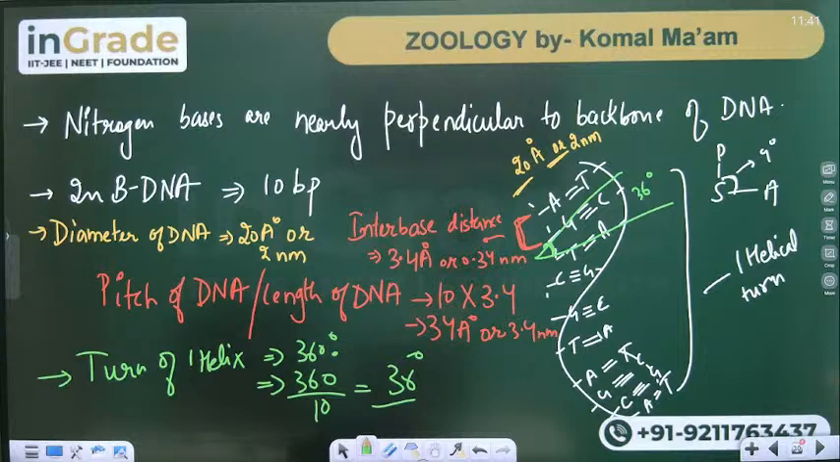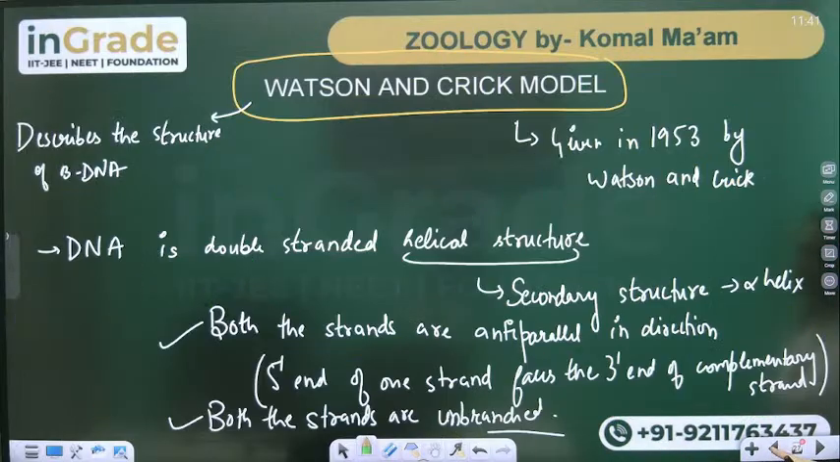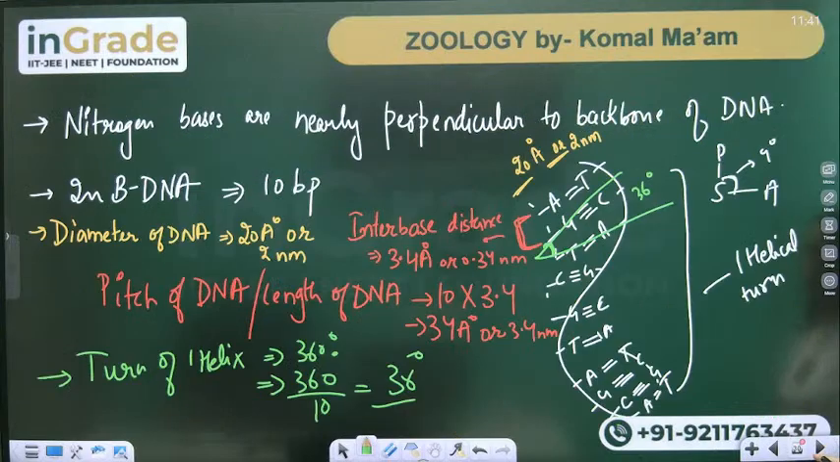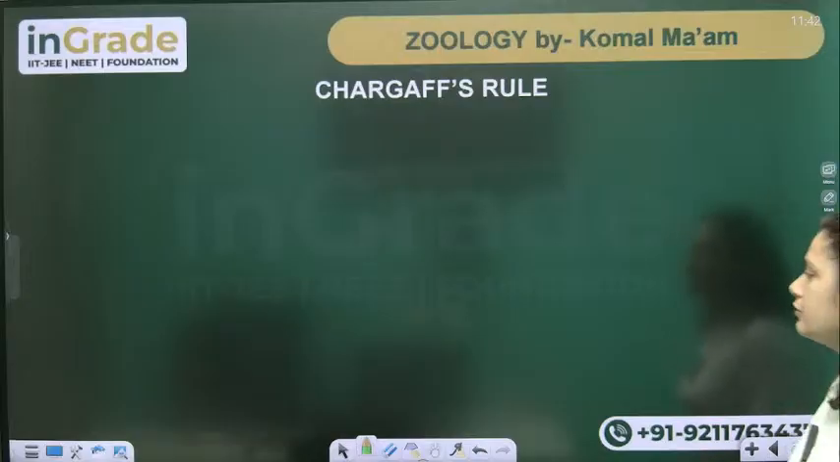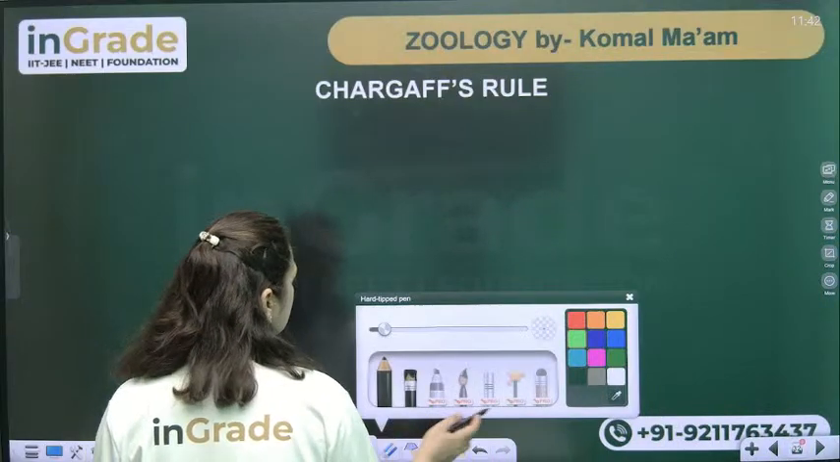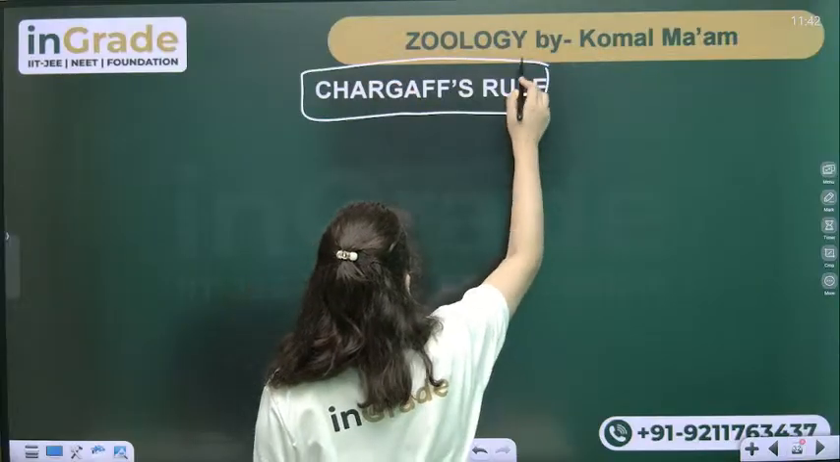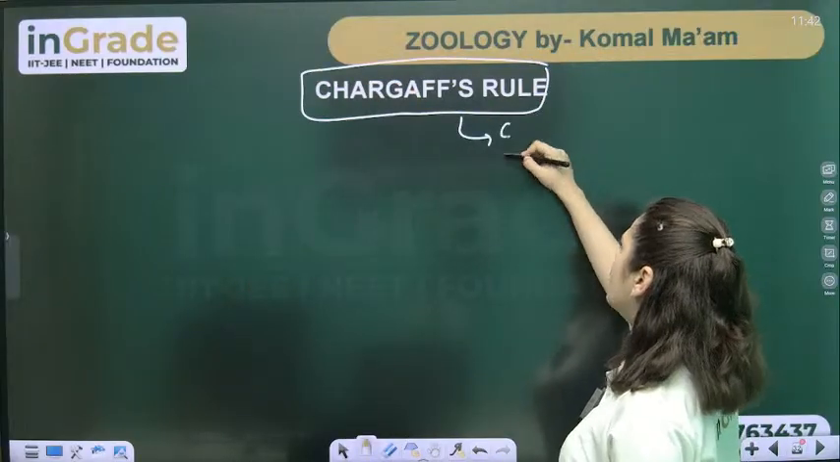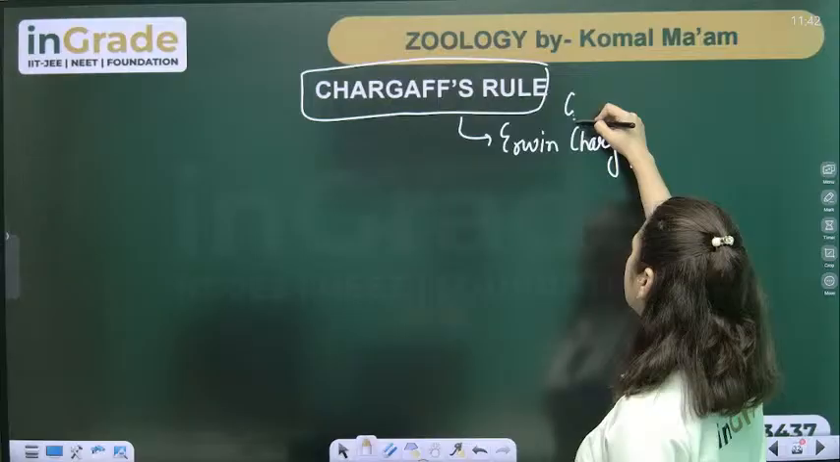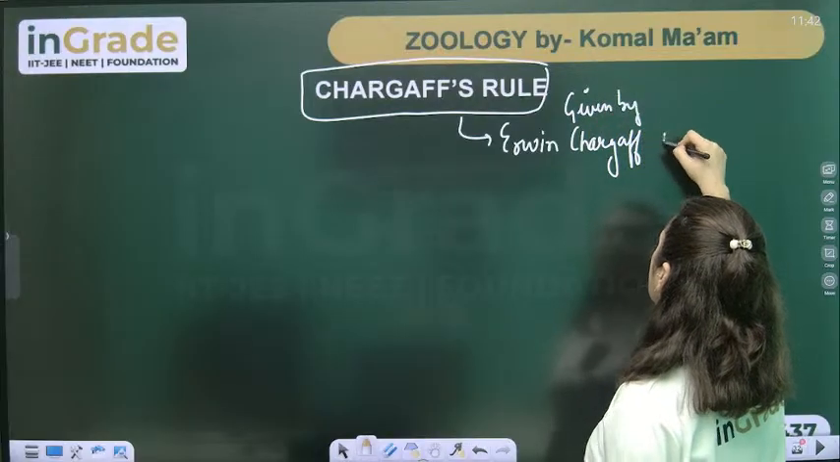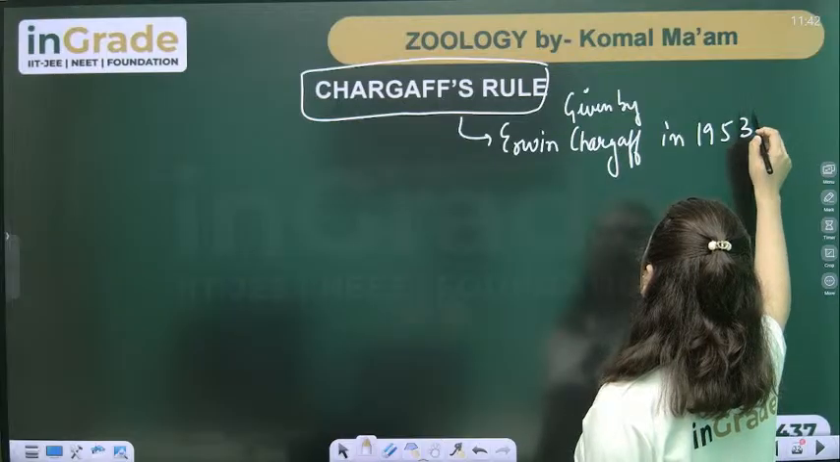Okay class, so this was the whole Watson and Crick model of DNA. These are all the points that were explained by Watson and Crick. Now let's discuss Chargaff's rule. What is Chargaff's rule? These were the rules given by Erwin Chargaff in 1950.